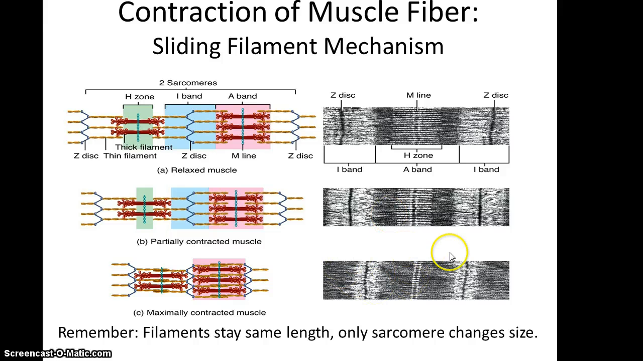And then with a fully contracted muscle, you see that there's very little to no H zone, very little I band, and the thin filament and thick filament are almost completely overlapped. Key thing to point out is that the filaments remain the same length. The filaments do not change at all in terms of length. It is only the sarcomere that changes in length. It is the sarcomere structure, and only that structure, that gets shorter.